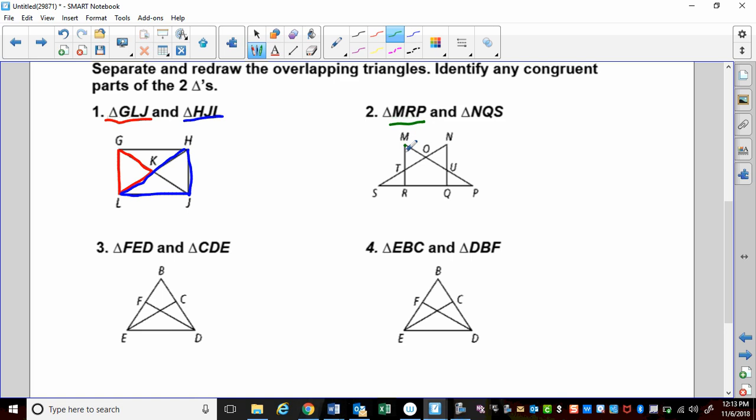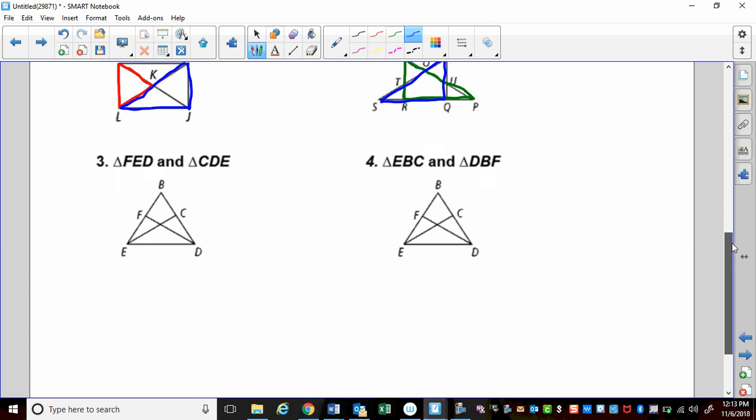MRP. Oh, I see this one. And NQS. Ooh, these do look equal. But is there anything that's completely overlapping? This whole side isn't sharing anything. This whole side or this whole side. So I've got to say there's nothing congruent. You guys can separate them.